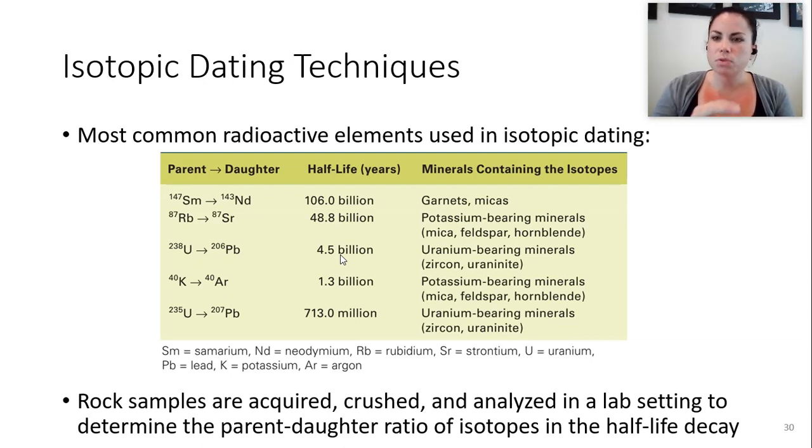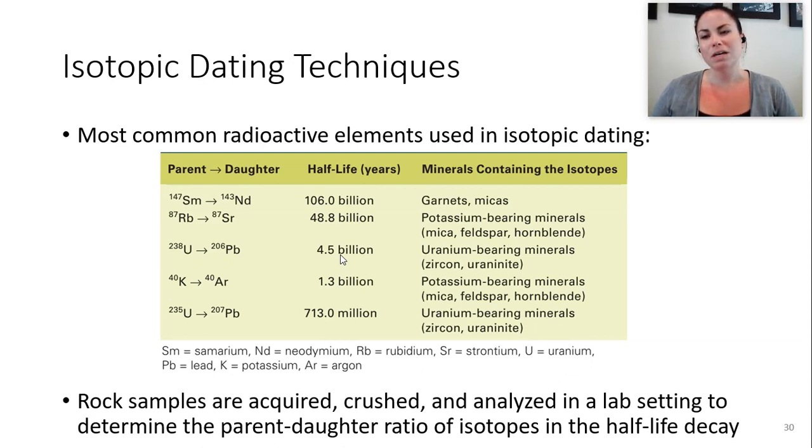So rock samples are acquired, they're crushed and analyzed in a lab setting to determine that parent to daughter ratio of isotopes in a half-life decay. And I just want to reiterate to you that the Earth is indeed very old. We have scientific techniques, we have scientific proof that shows that the Earth is very old. It is not 4,000 years old, it is 4.6 billion years old, and they're getting better at dating it.